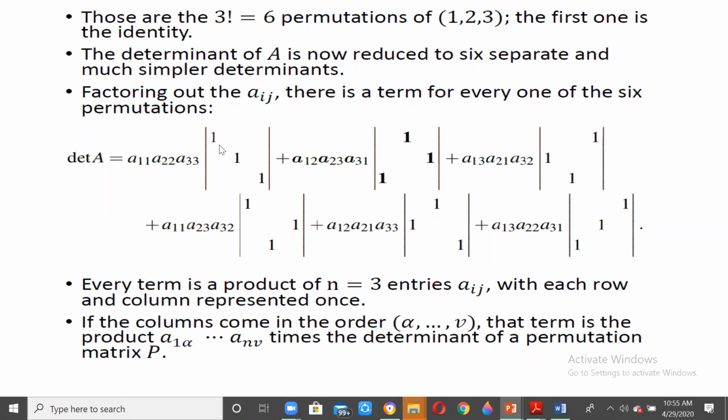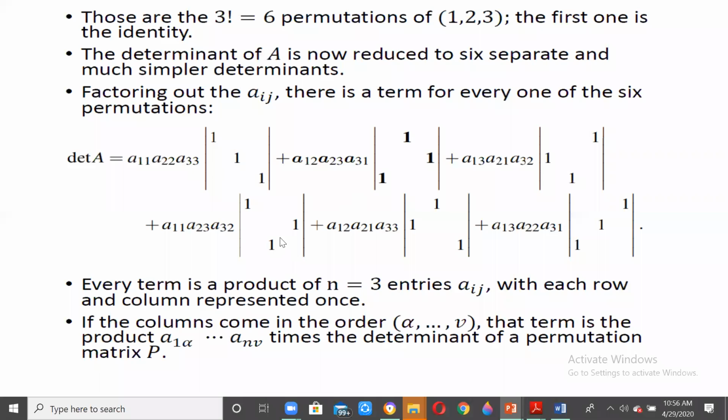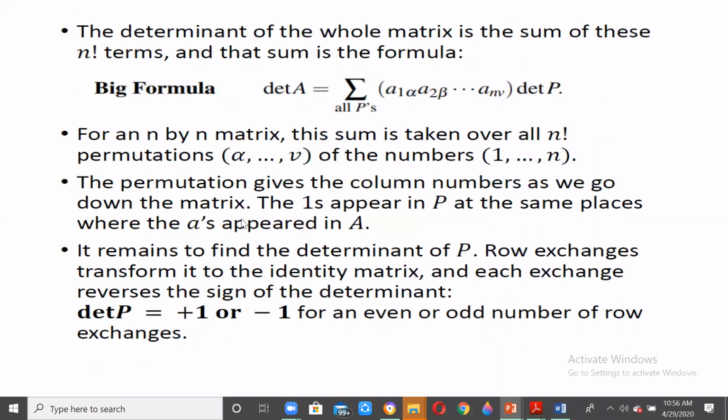So whatever we have written, this is just a permutation matrix. All these are permutation matrices, whose determinant value can be either 1 or minus 1. So the determinant of the permutation, and this quantity is just the multiplication which corresponds to A1 alpha, A2 beta, dot, dot, dot, An omega, for all P's. So the determinant of A is just the sum of all the possible values of A1 alpha, A2 beta, dot, dot, dot, An omega.